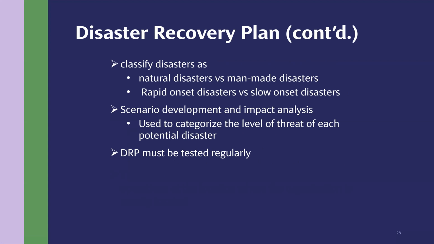Then disasters can be classified into natural disasters versus man-made disasters, and based on onset, rapid onset disasters versus slow onset. So these are some classifications of disasters: natural, man-made, rapid onset, slow onset. Next is scenario development and impact analysis, which is used to categorize the level of threat of each potential disaster. And the DRP must be tested regularly.